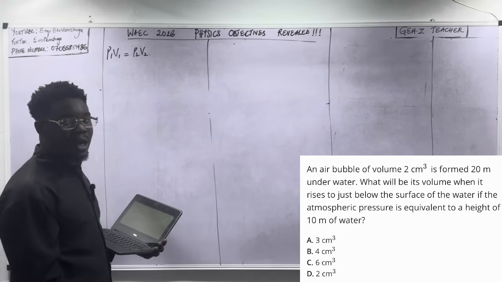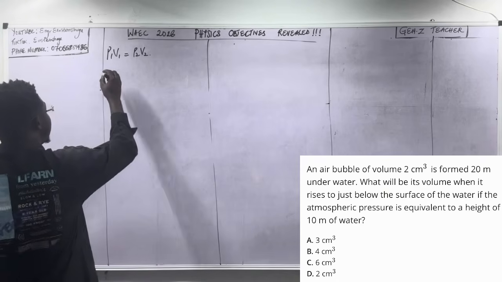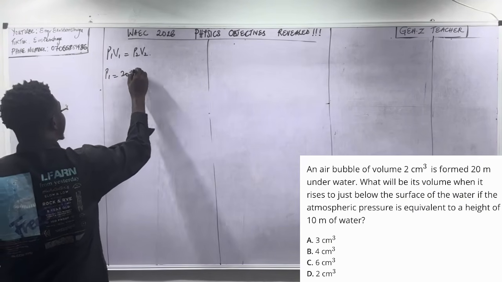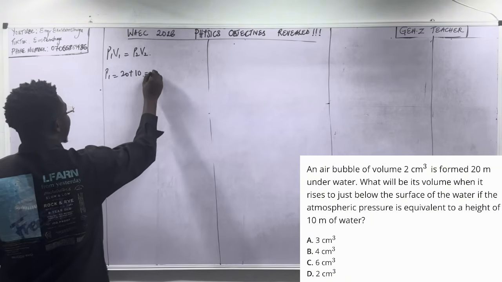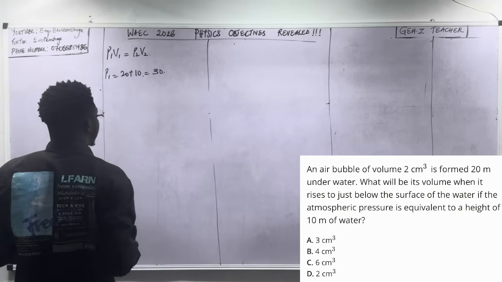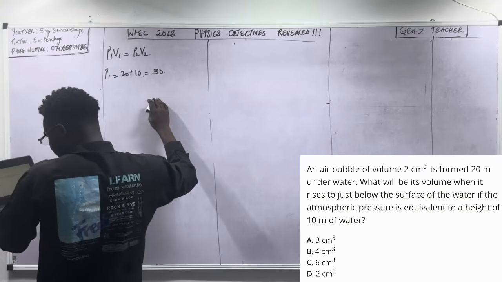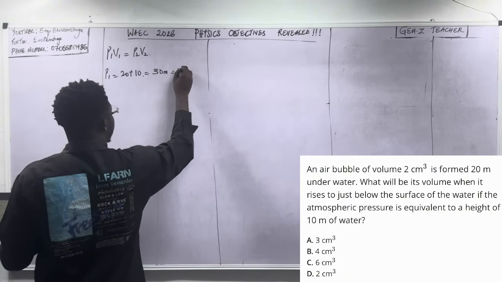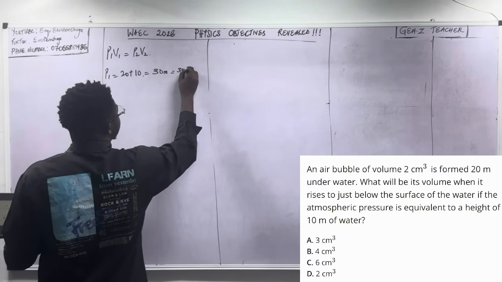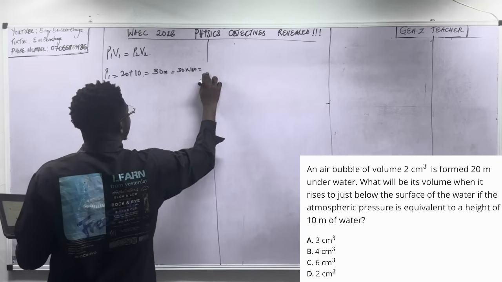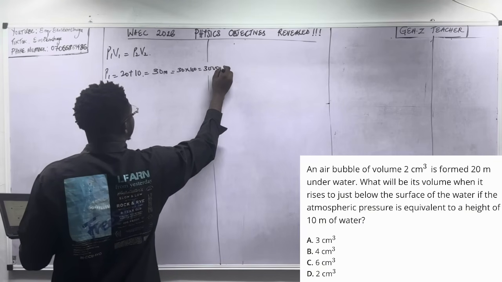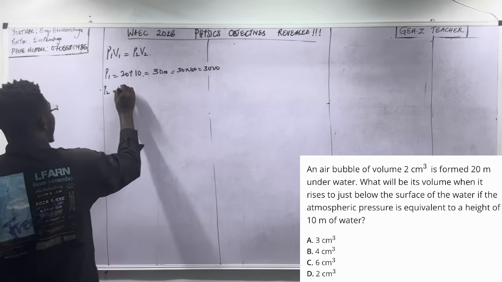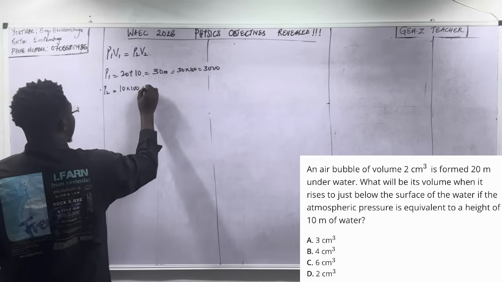So the pressure at that point is going to be the height. P1 is going to be the height of the water plus the atmospheric pressure, and that should be 30 meters. So let's convert to cm: 30 times 100, and that should be 3000. So this was the value for the pressure 1, and pressure 2 is just the one for the atmosphere, which was 10 meters, and that's 1000.